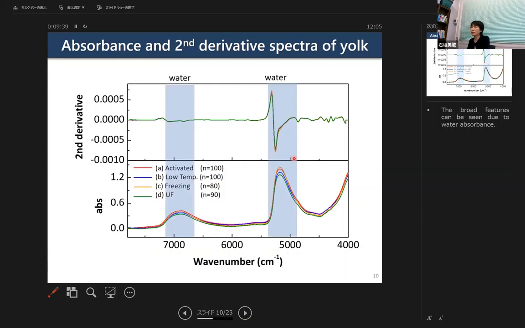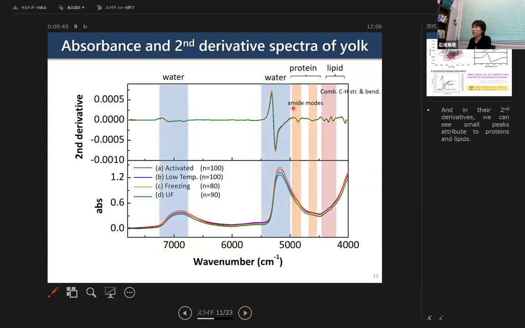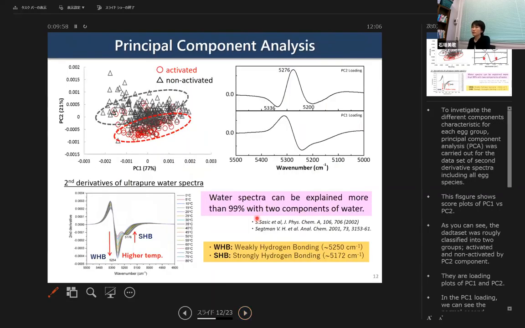And we can see the broad peaks around here are due to water absorbance. And in the second derivative spectra, we can see small peaks attributed to protein and lipids. To investigate the difference in component characteristics for each egg group, principal component analysis was carried out for the data set of second derivative spectra, including all egg species.